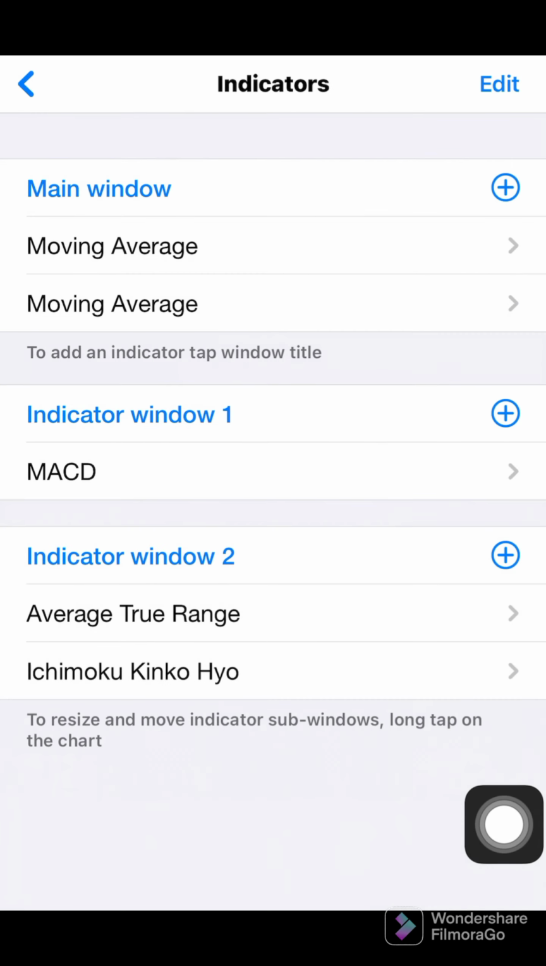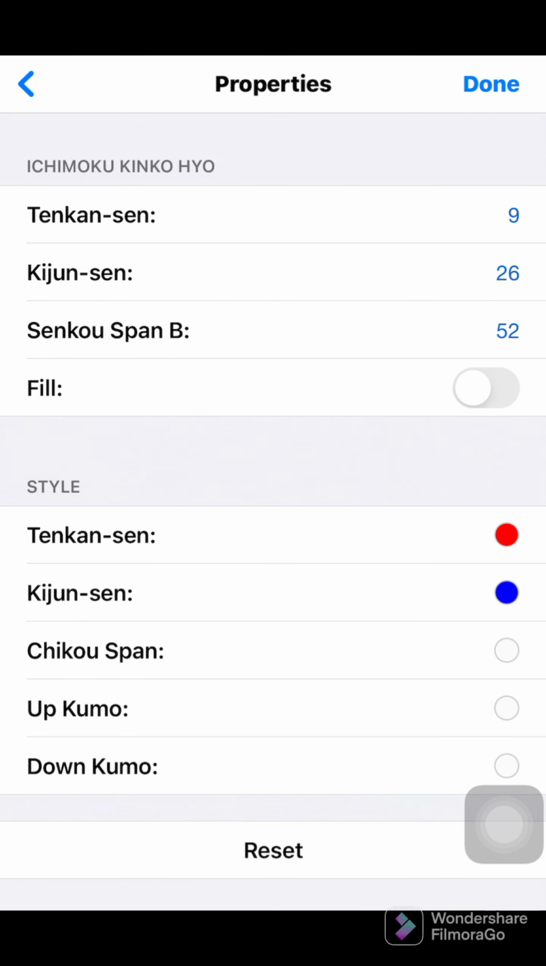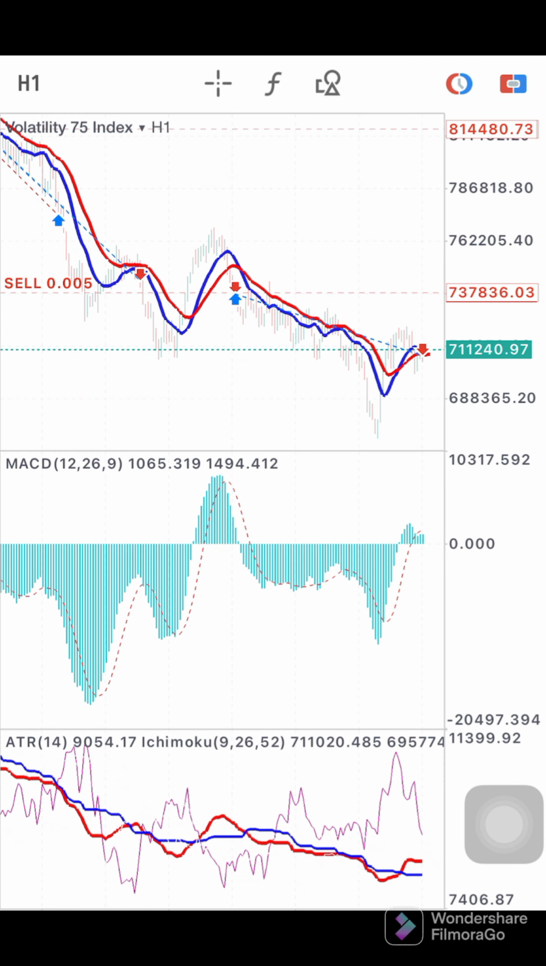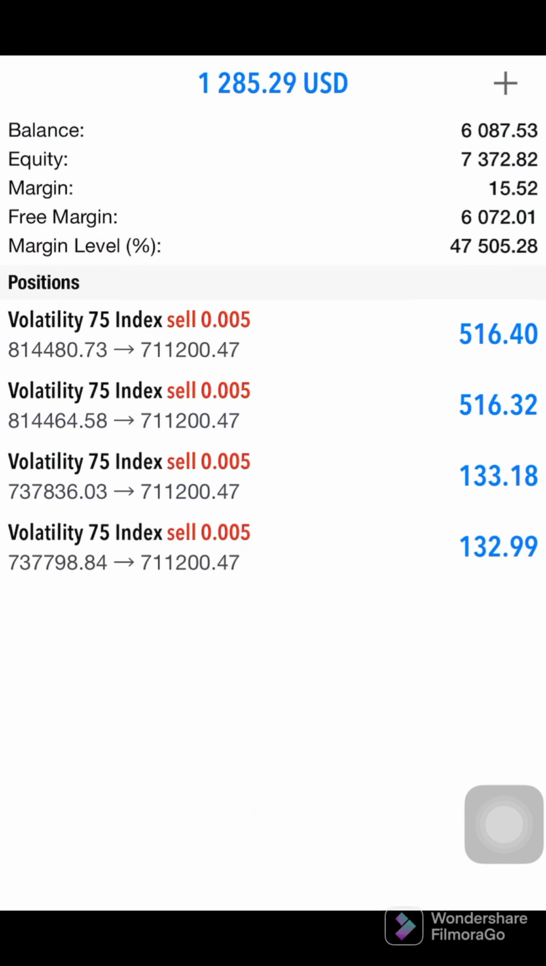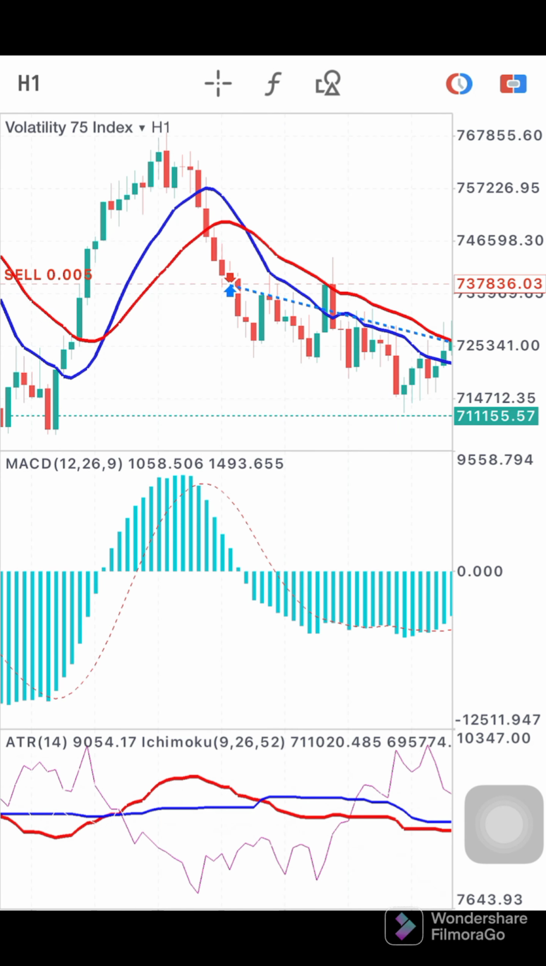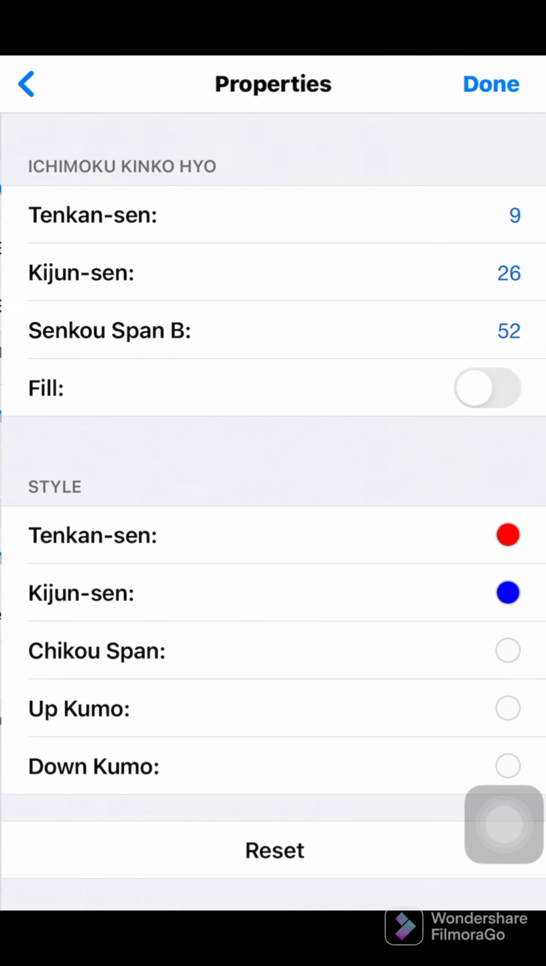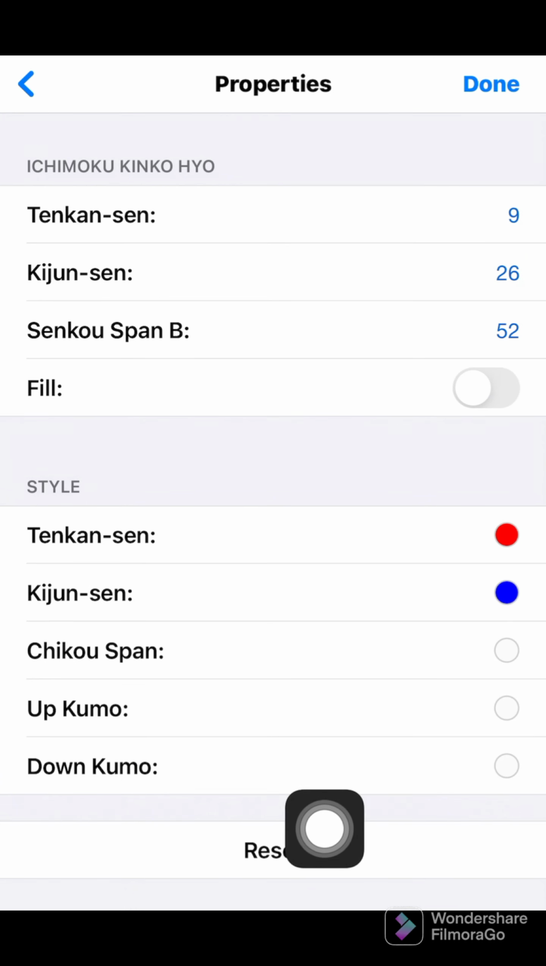Apart from the Tenkan-sen and Kijun-sen, make everything else your background color. Look at mine: my background color is white, so all these things are white. If your background color is green, make this green. If your background color is blue, make this blue. So let's dive into it and see how we can move on and give you this awesome strategy.